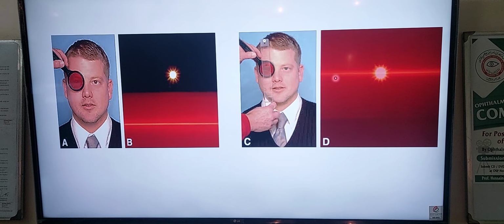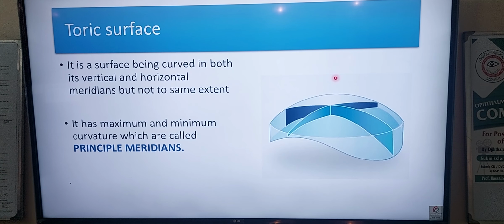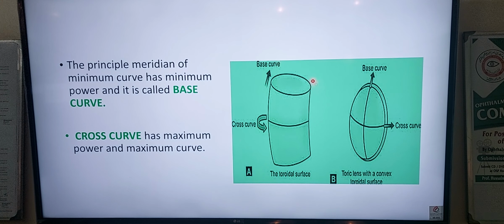Toric surface is a surface being curved in both its vertical and horizontal meridians, but not to the same extent. It has maximum and minimum curvature, which are called principal meridians. The principal meridian of minimum curve has minimum power and it is called base curve. This is the base curve and it is minimally curved and has minimum power. And this is the cross curve, it has maximum curve and maximum power.